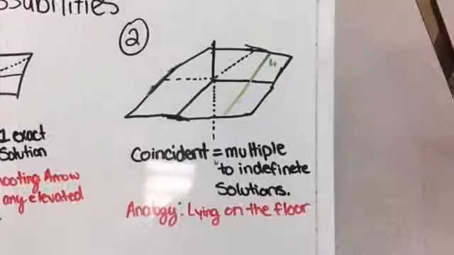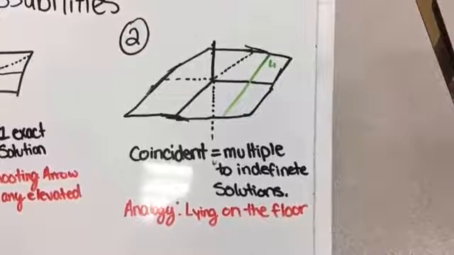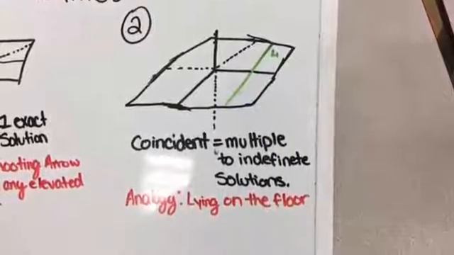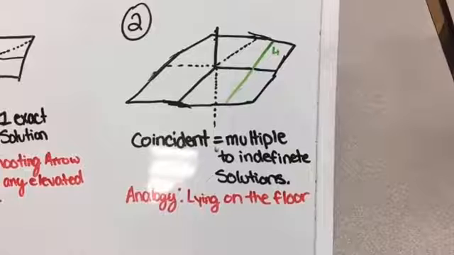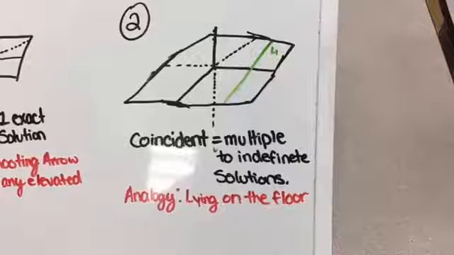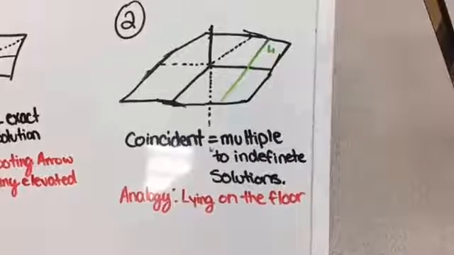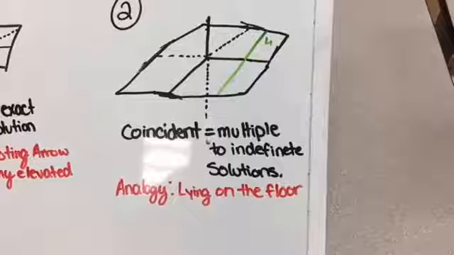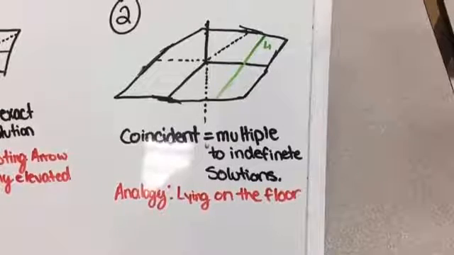The second possibility is if the line lies on the plane, then every single point on the line intersects the plane and there are an infinite amount of solutions. So if you don't get this one, think of this analogy. After shooting all of those arrows, you're really tired, so you're going to lie on the floor. The floor is the plane and you are the line. Your whole body is touching the floor. So that line is touching all parts of the plane.